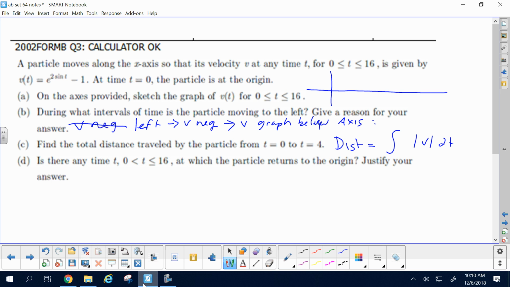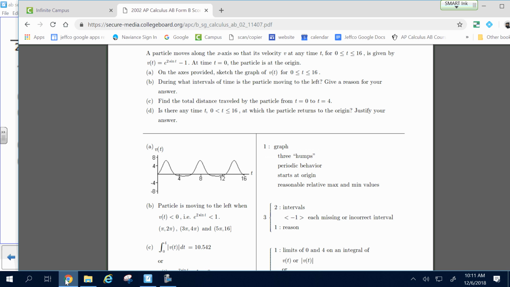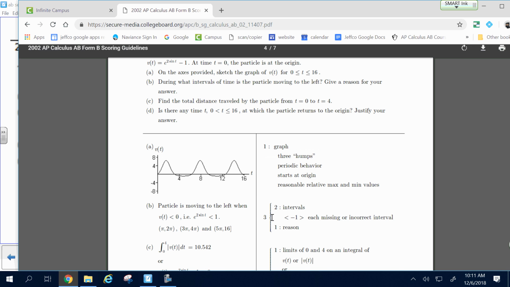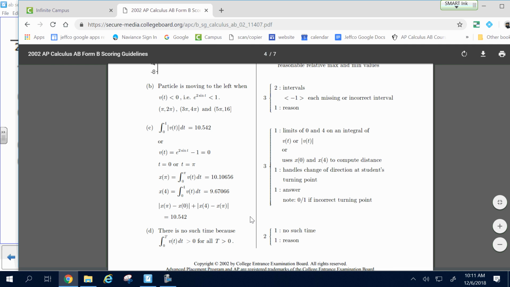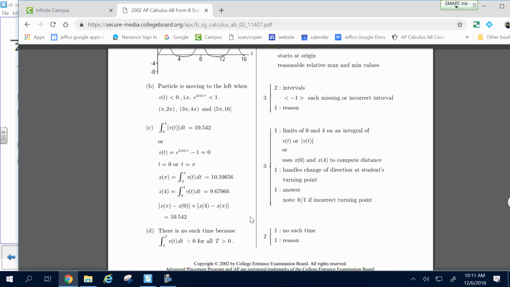What do you call how fast you go without respect to sign? Speed. When you integrate speed, you get distance. When you integrate velocity, you get displacement. This then is what you do. Use your calculator to evaluate that, and you should have something like 10.542. Okay?